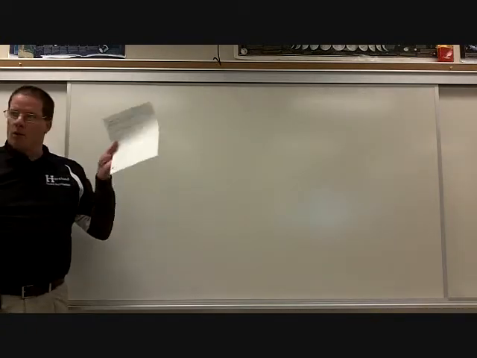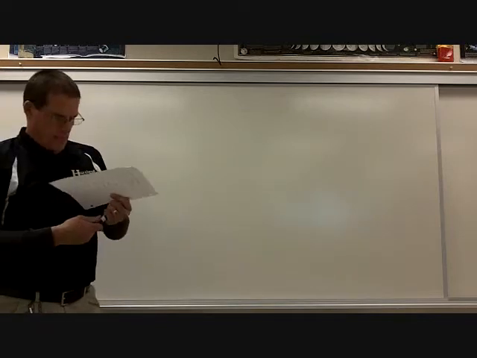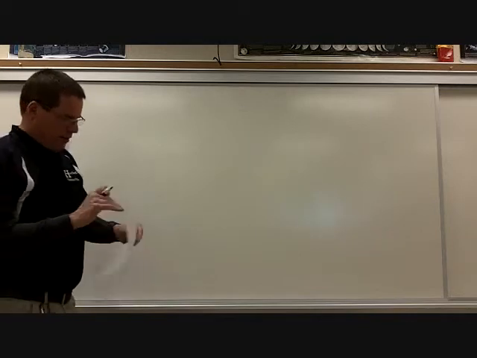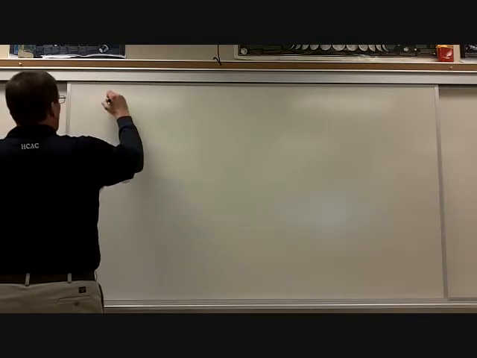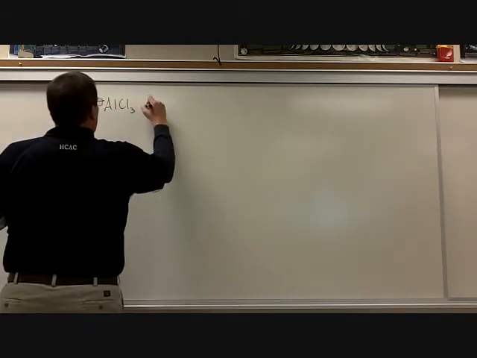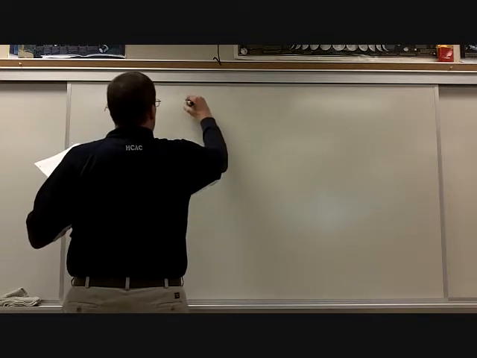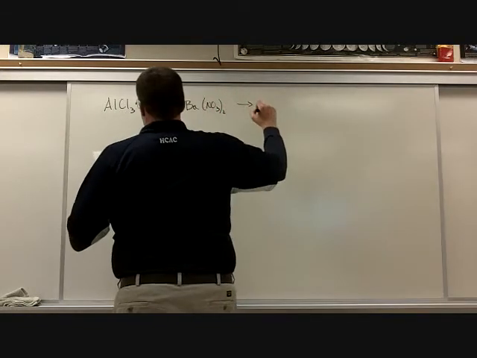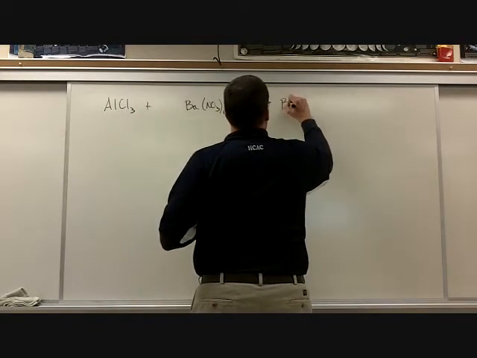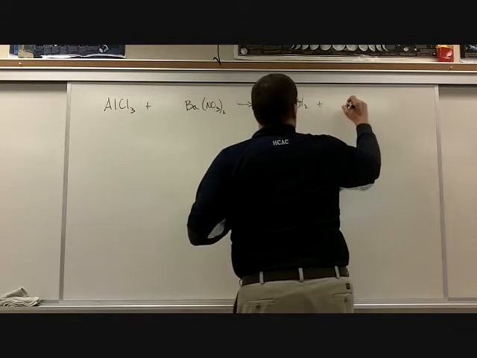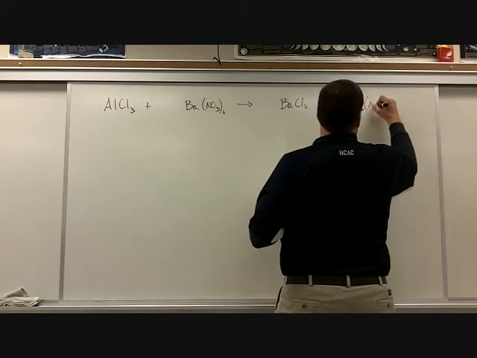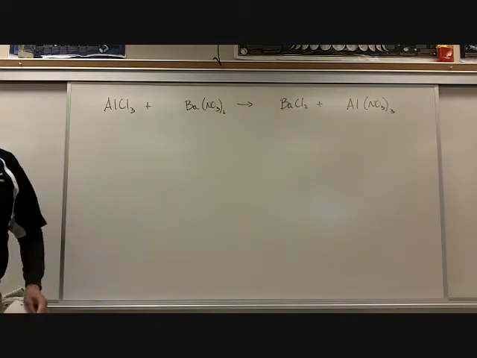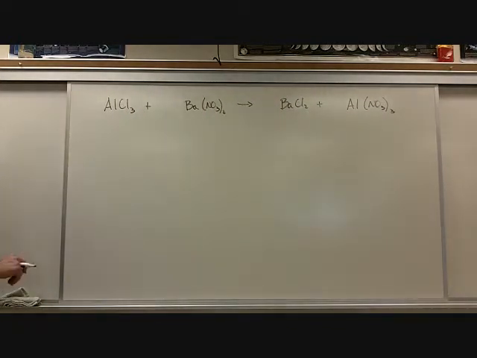All right, so looking at Roman numeral number 1 here. We have the aluminum chloride, and it's reacting with barium nitrate to form barium chloride and aluminum nitrate. Okay? So that's a little bit more interesting than what we've been working with.